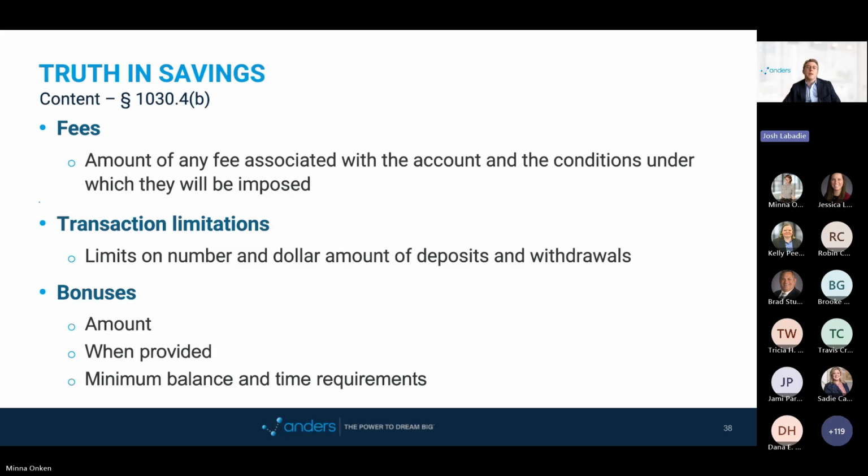All right. Transaction limitations. So any limits on the number of checks written off the account in a given period, and limits on transactions during the life of a time account. And then bonuses. These are uncommon, but we do see them in the wild sometimes. So any amount of a bonus, when it will be provided, and then the minimum balance and time requirements to get it. So sometimes we'll see something like receive a $50 bonus for having 3 direct deposits of at least $500 each within 90 days of account opening, and the $50 bonus will be credited within 30 days of meeting the requirements.